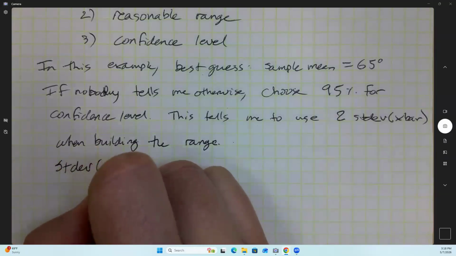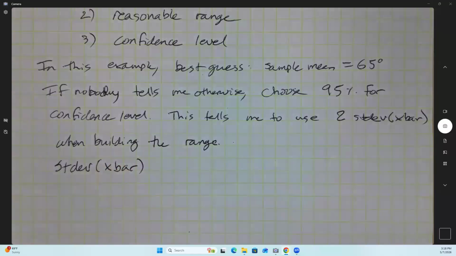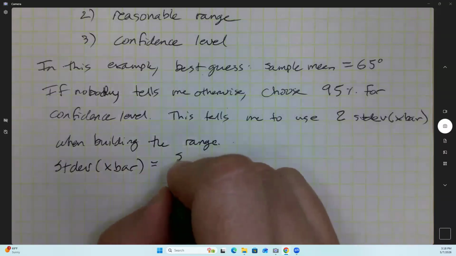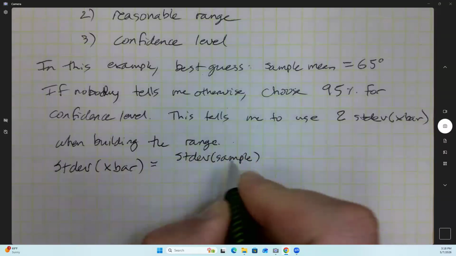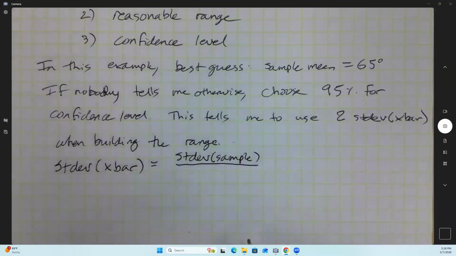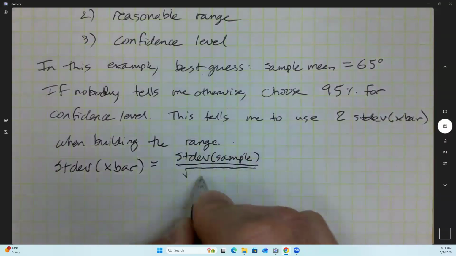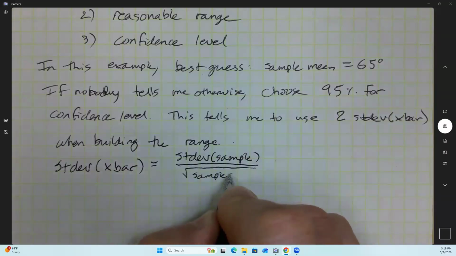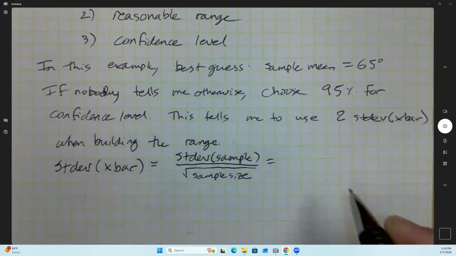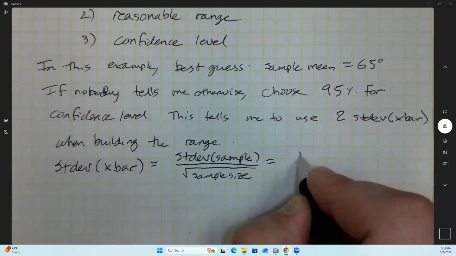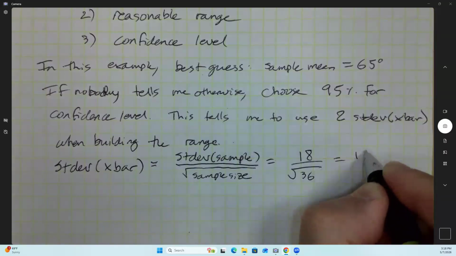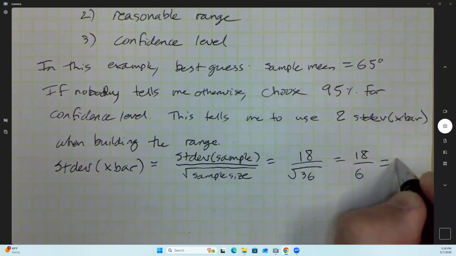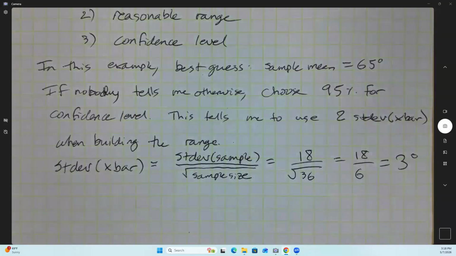So the standard deviation, how much I would expect my sample means to vary, is going to be the standard deviation of the sample divided by the square root of the sample size, which is, let's see, 18 over the square root of 36, which is 18 over 6, which is 3 degrees.